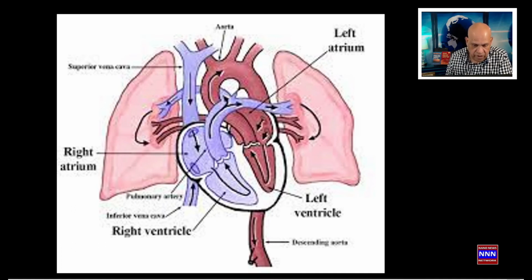The impure blood from the extremities and trunk comes through again into the inferior vena cava, and also the blood from the belly. Then from the head and neck, the impure blood comes through the superior vena cava. So this is a very quick synopsis of how the blood circulates in the body.